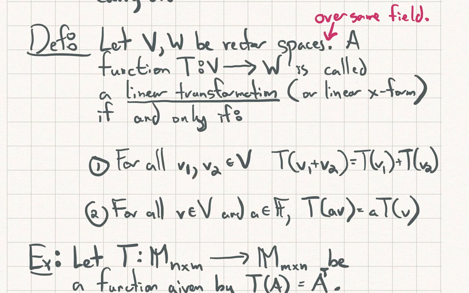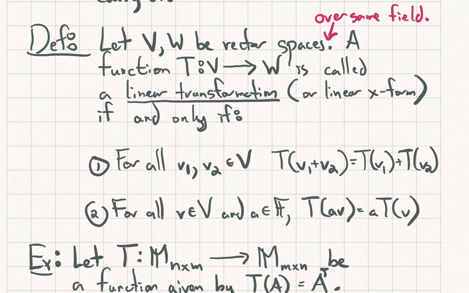The first one is that you can either add the vectors in V first and then take the linear transformation of them, or you can take the linear transformation of either vector or of both vectors and then add them together. And a similar thing happens for scalar multiplication. If we have a scalar, we can either scale the vector and then apply the transformation, or we can apply the transformation to the vector and get it in W and then scale it. So either way works.